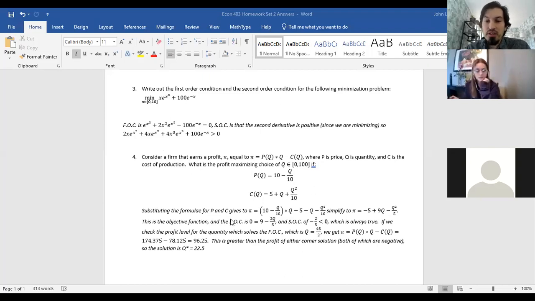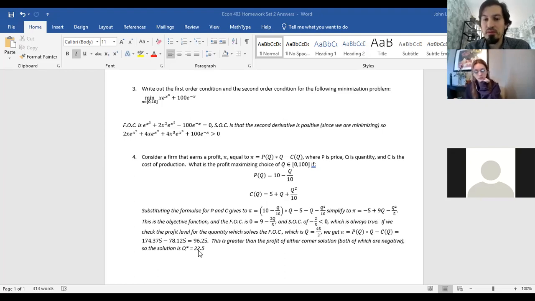If you wanted to, you could just take this formula for cost, plug it into there, take this formula for price, plug it into there, and you have pi equals something that only involves q. Just take the derivative of that function, pi prime, with respect to q, and you get this simplified thing. You set that equal to 0, and you get the answer 22.5.